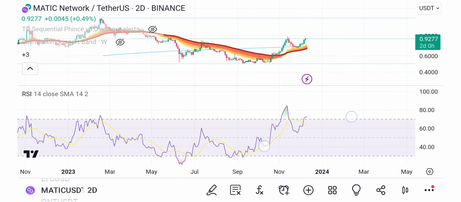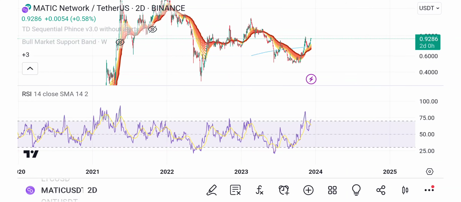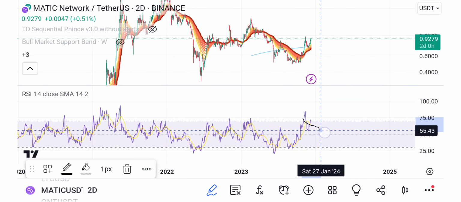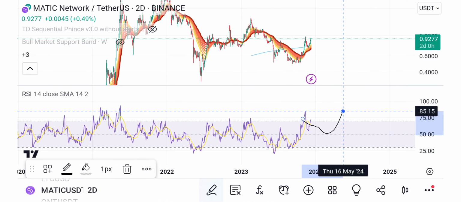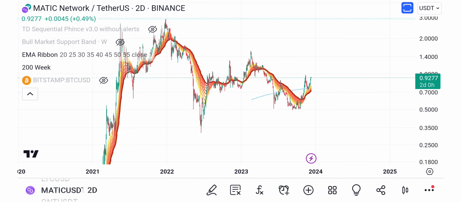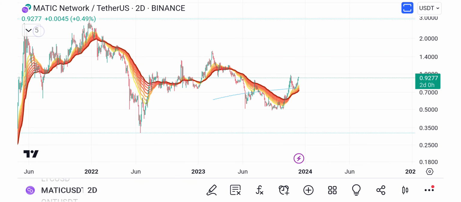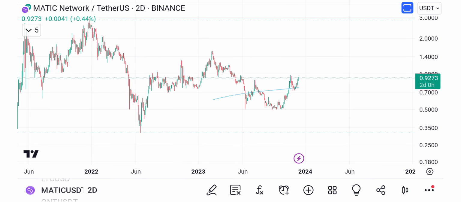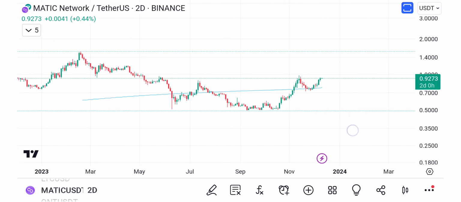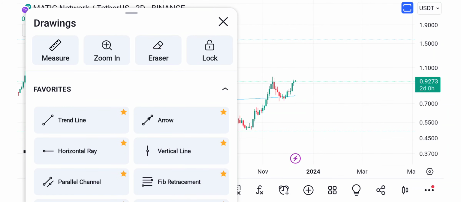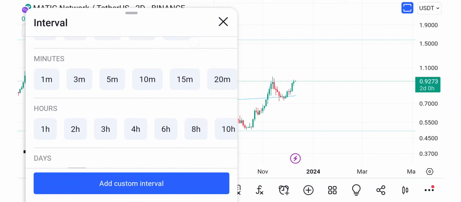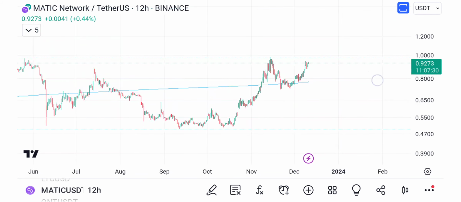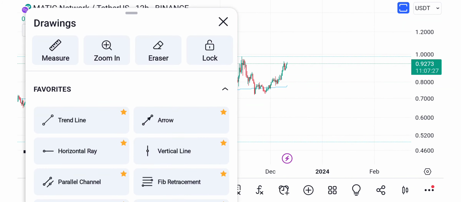RSI looking still good. A little overbought, right? Maybe we come back down a little bit and then continue up, right? So divergences, that could be a separate video. I don't want to get into that. I'm trying to keep it very basic for the first Matic video. I don't think I ever did a video on Matic before. Now let's zoom in even closer on this particular wave here. Let's go to the 12-hour chart. So what we see here is, again, another type of fractal, but even smaller.